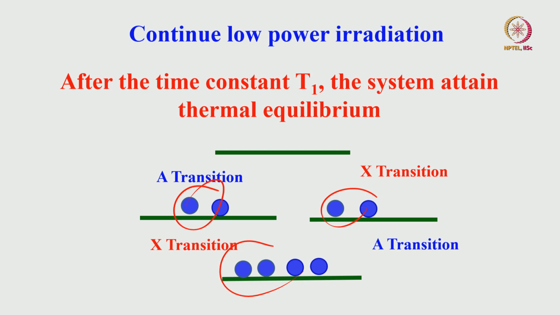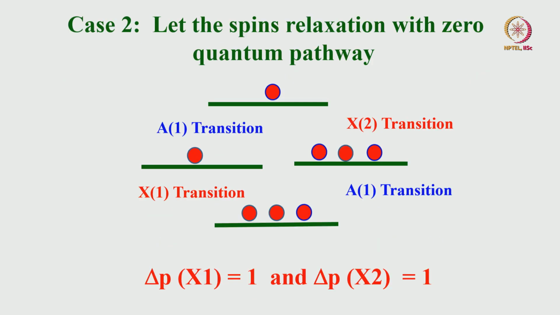So what we did here: we irradiated the A spin and allowed it to relax through the double quantum pathway. We saw a gain in the intensity of the X spin. Continue low power irradiation, allow the system to attain thermal equilibrium, and this is the spin population redistribution. Okay, that's fine. I will consider another situation.